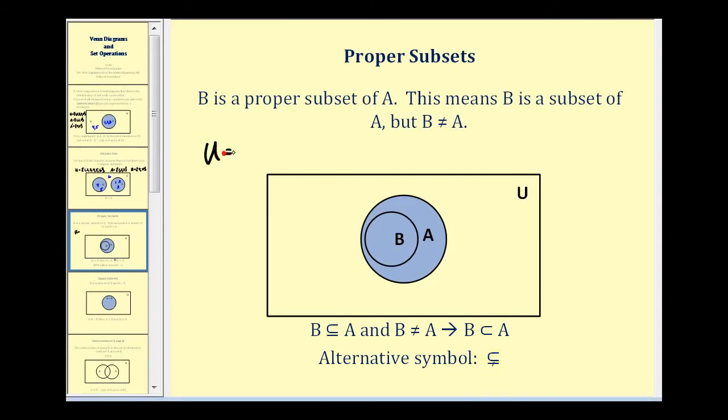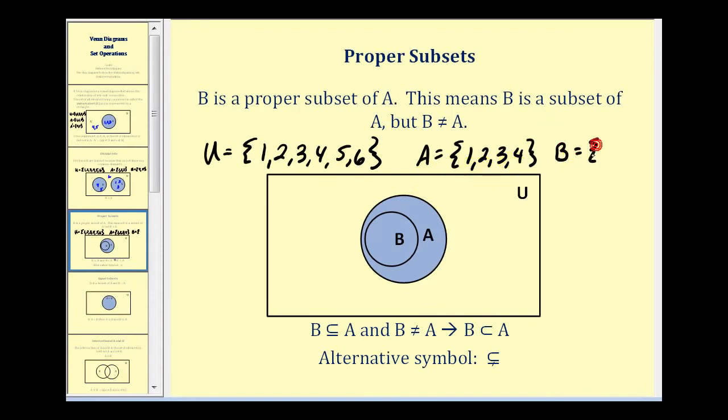So if we let the universal set contain the elements 1, 2, 3, 4, 5, 6, and let's say set A contains 1, 2, 3, and 4, set B would have to contain some of the elements in set A, but not all of them because they're not equal. So maybe set B would contain 1 and 2. So we'd have the elements 1 and 2 inside B that are also inside set A. 3 and 4 would be outside set B but inside set A. And then 5 and 6 would still be in the universal set.